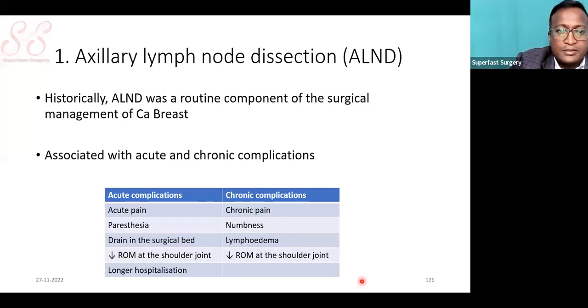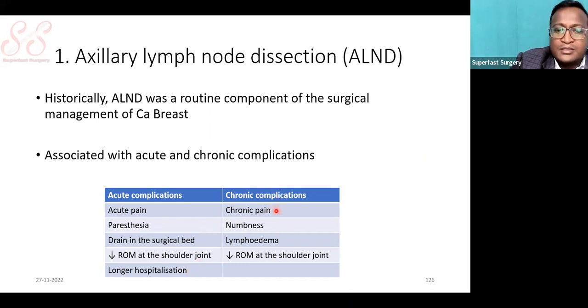Okay, let's move to the next slide. Historically, ALND was a routine component of surgical management of cancer breast, but it was found that ALND is associated with both acute and long-term complications. Acute complications are pain and paresthesia, a drain in the axillary surgical bed, decreased range of motion at the shoulder joint, and longer hospitalization because of pain and the drain.